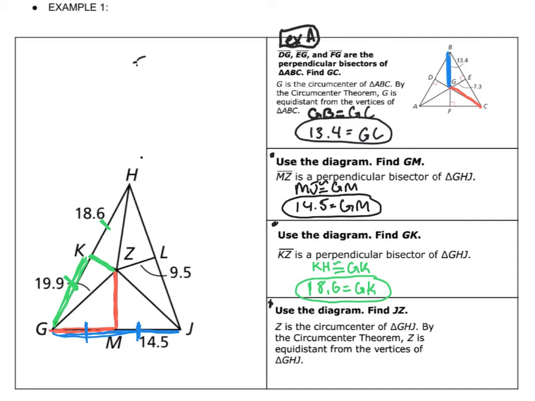And then the last one says find JZ. JZ is right here. We know Z is the circumcenter, so JZ is going to be also equal to GZ and HZ. Therefore, we just find one, and we can see that GZ is 19.9. Therefore, JZ also has to be 19.9.